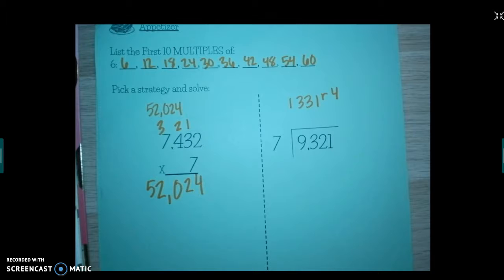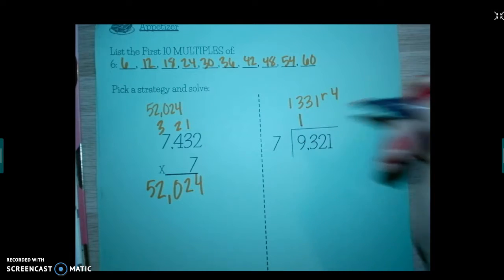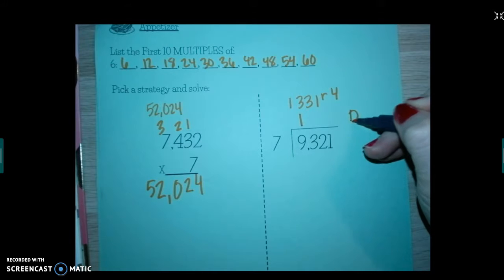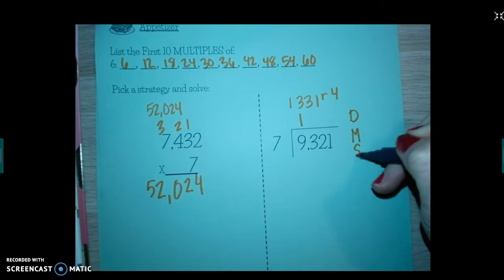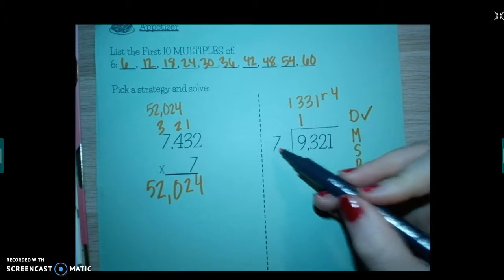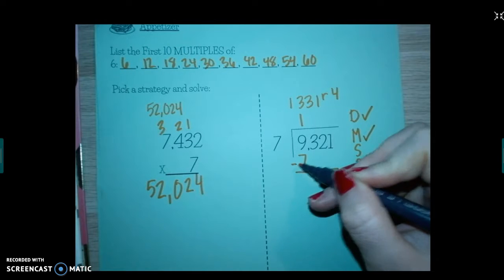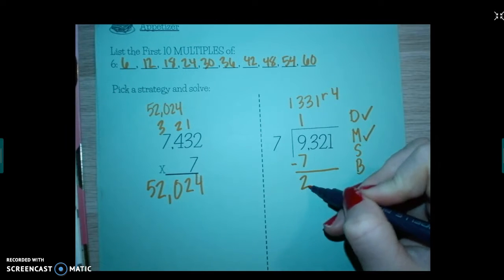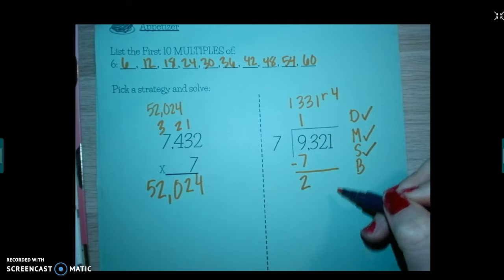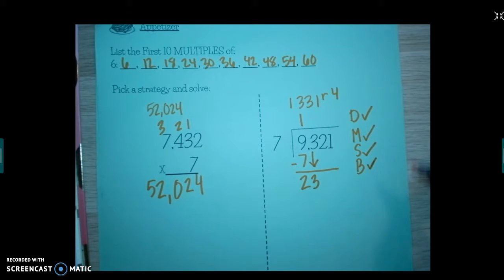Okay. Then here, 7 goes into 9 one time. Well, let's do our divide, multiply, subtract, bring down. That was our divide. Then we multiply. 7 times 1 is 7. Then we subtract. 9 minus 7 is 2. Then we bring down. And then we start all over.